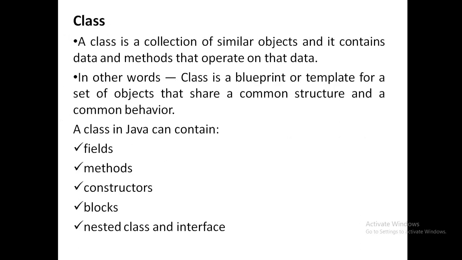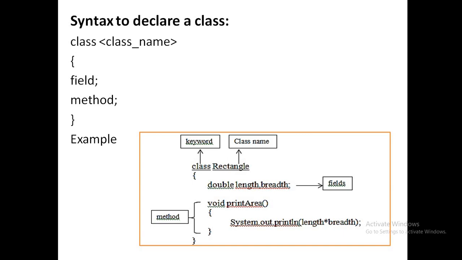Class is defined as a collection of similar objects, and it contains data as well as the methods that operate on that data. In other words, we can define class as a blueprint or a template for a set of objects which share a common structure and a common behavior. A class in Java has certain fields, methods, constructors, blocks, nested class and interface inside it. This is the syntax to declare a class.